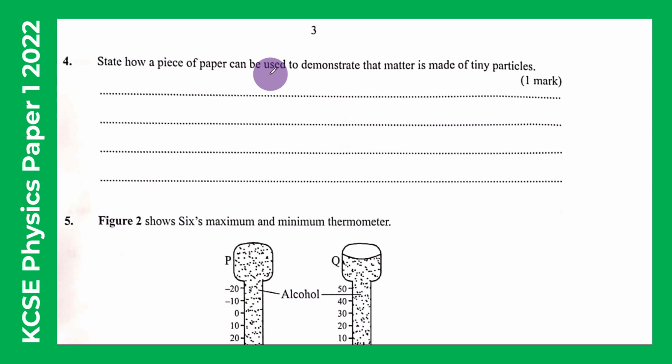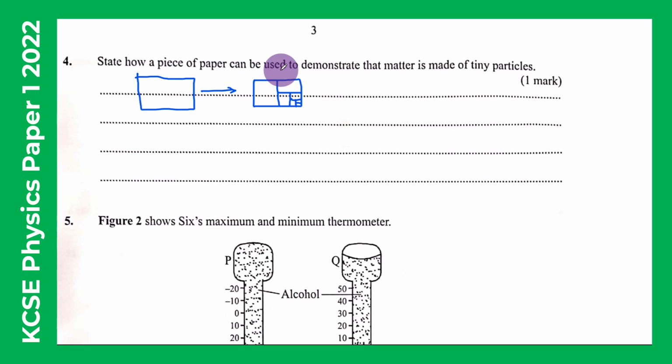Suggest how a piece of paper can be used to demonstrate that matter is made up of tiny particles. Of course, this is one of the experiments. This is the first experiment which we do when we want to show that matter is made up of tiny particles. You get that piece of paper. We subdivide it into smaller parts. We cut it like that. Then we take the other one, we cut it into 2. We take the resulting, we cut it into 2. We continue like that, cutting the piece of paper into smaller and smaller particles.